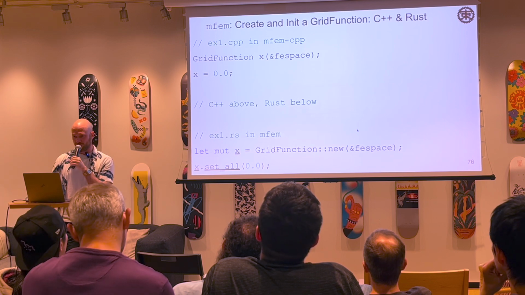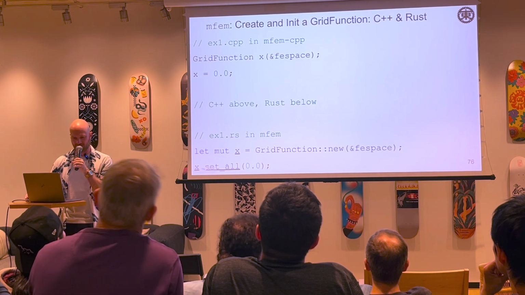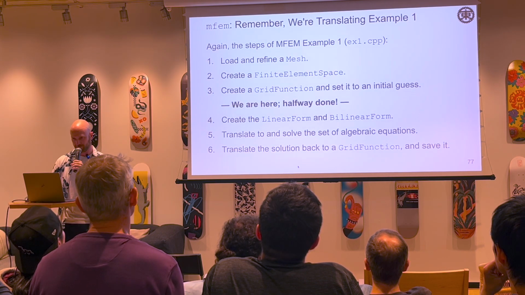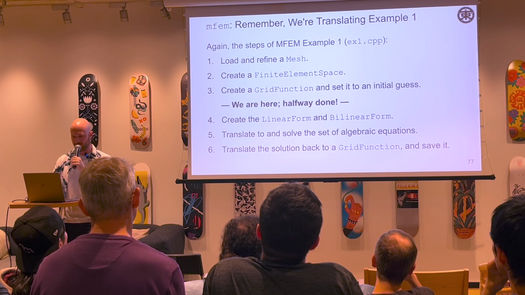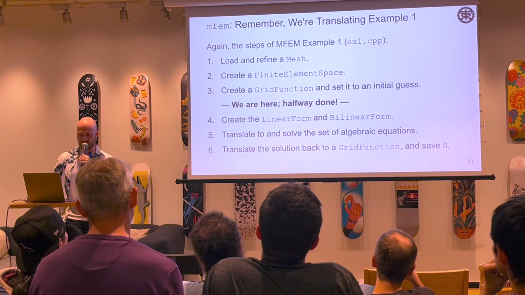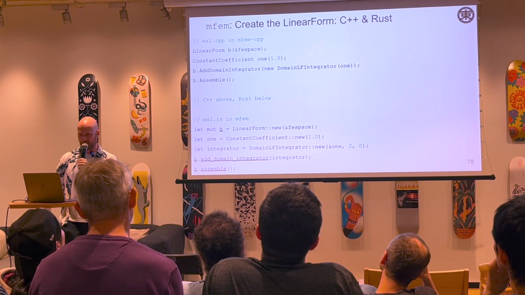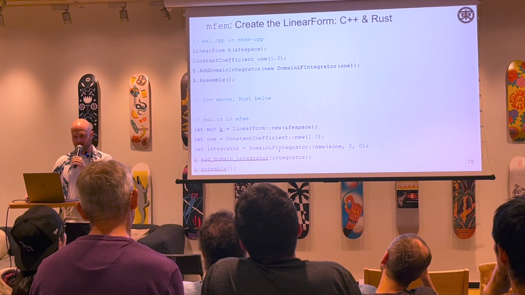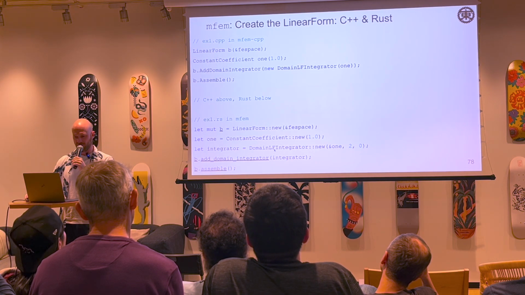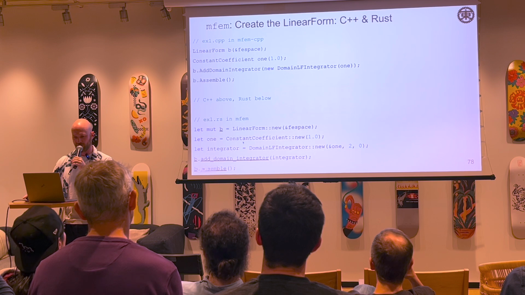All right, so we can create and initialize the grid function now. Almost the same as before, except now it's set_all as a real method. And again, we're almost halfway. We're halfway done. We're almost done. What's left is linear form, bilinear form, algebraic equations, solving those, and then bringing things back to a grid function. This is getting pretty close. On both sides, it's almost the same. If you notice that I could have inlined constructing the domain LF integrator in here, and then it would be the exact same number of lines. I'm just doing this for readability.